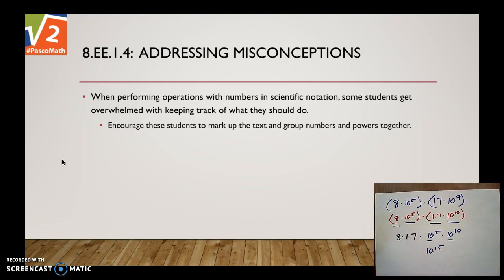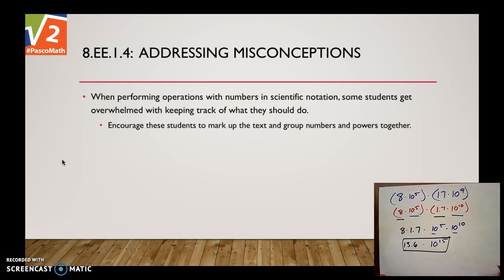Over here, we have 8 times 1 and 7/10. Well, that's 13 and 6/10. Some students might be happy with this, but as you know, we need to write that in scientific notation. We're not quite done yet because 13 is greater than 10, so we need to do just a little bit more work. To represent this in scientific notation, we would write it as 1 and 3600ths times 10 to the 16th.